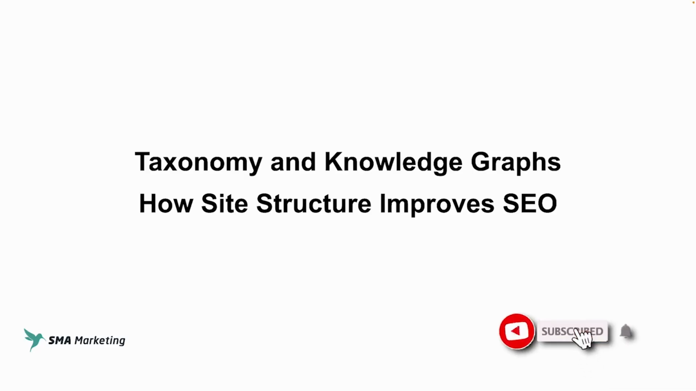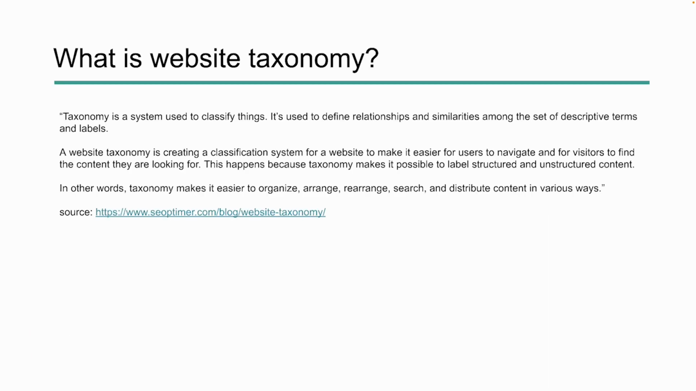So in this video, we're going to take a look at taxonomy and knowledge graphs and how improving our site structure can actually improve our SEO. So what is a website taxonomy? Well, taxonomies are used to classify things. They define relationships and similarities among a number of different terms and labels.